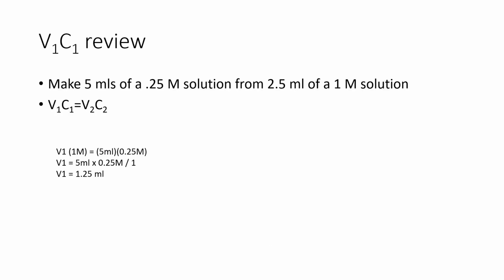And then just for kicks, I decided to add a V1C1 review for you. So here's an example. If you want to make 5 mL of a 0.25 molar solution from a 1 molar solution, you would use V1C1. So here we have V1 times 1 molar equals 5 mL times 0.25 molar. V1 equals 5 mL times 0.25 divided by 1. And so our volume 1 equals 1.25 mL.